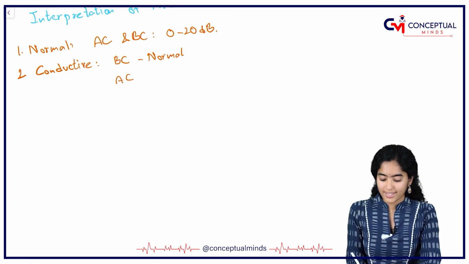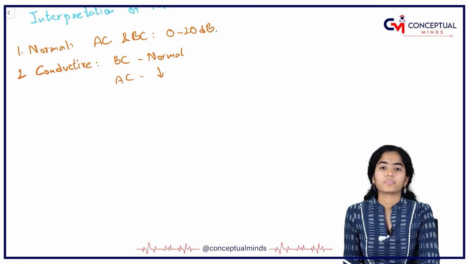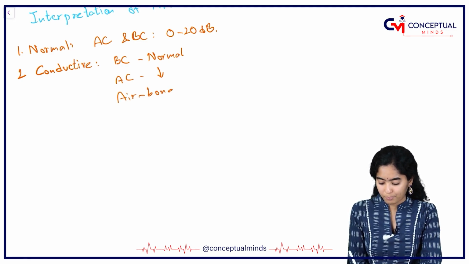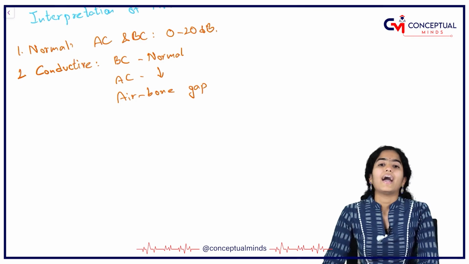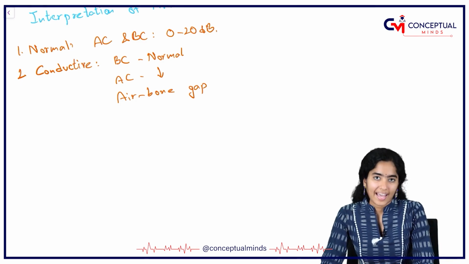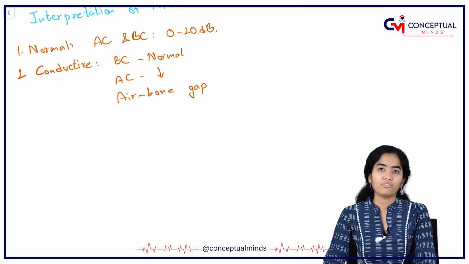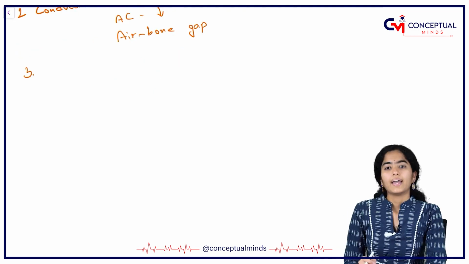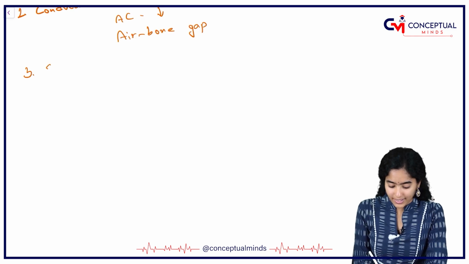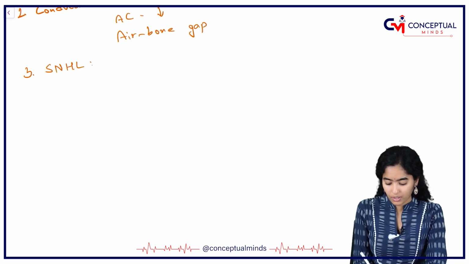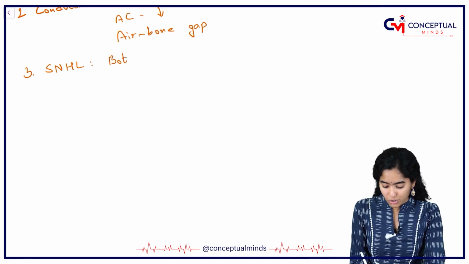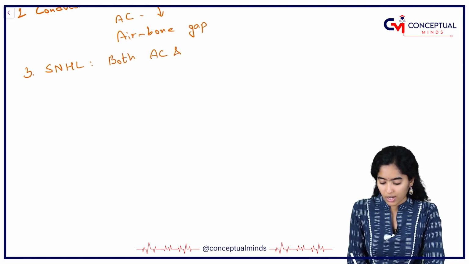Air conduction is seen at a lower level, and what you observe is an air-bone gap. That air-bone gap gives you the amount of conductive hearing loss. Okay? In a patient with sensorineural hearing loss, both air conduction and bone conduction are reduced.